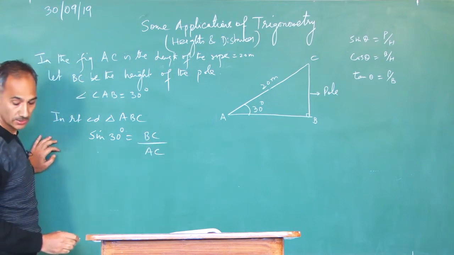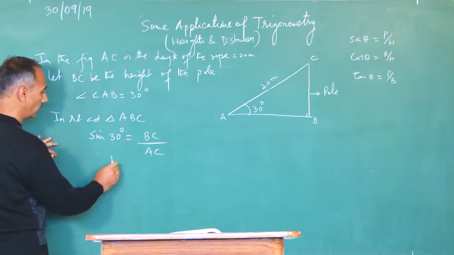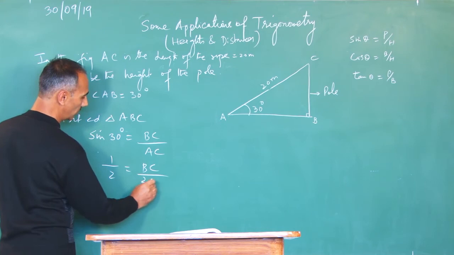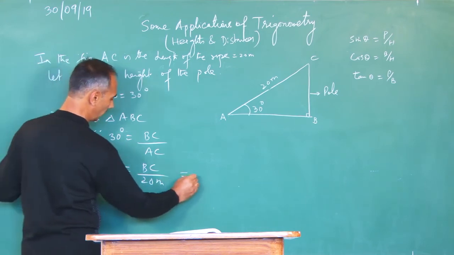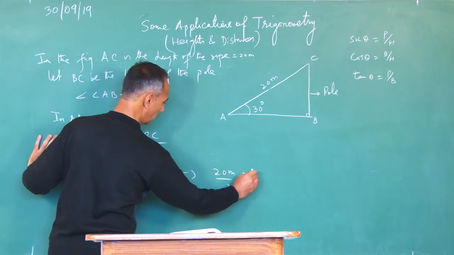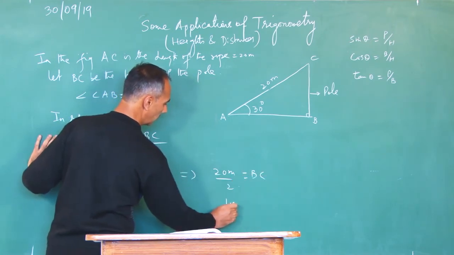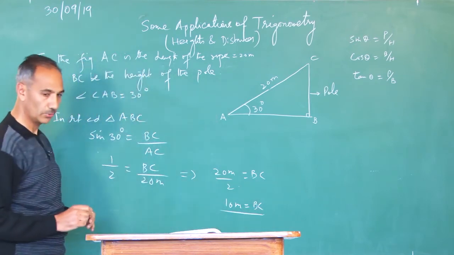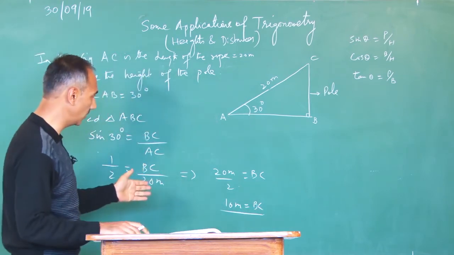Sine 30, you just remember, is 1 upon 2. So 1 upon 2, BC is to be found, and the AC value is 20 meters. Do the cross multiplication. This gives you 20 meters upon 2 is BC, or that would be 10 meters is BC. So the height of the pole we have calculated to be 10 meters.